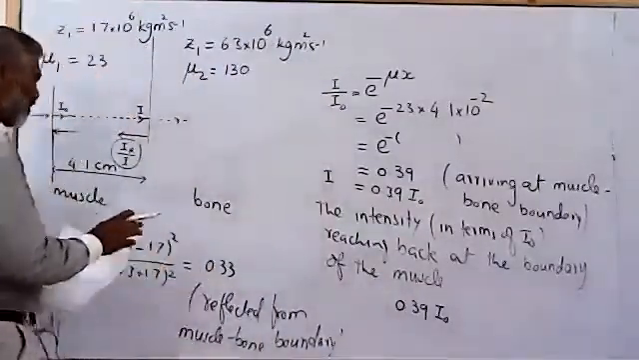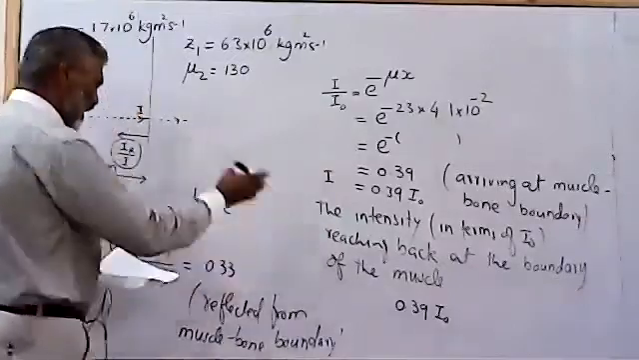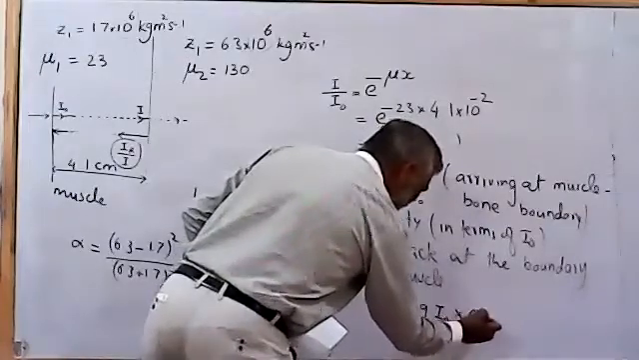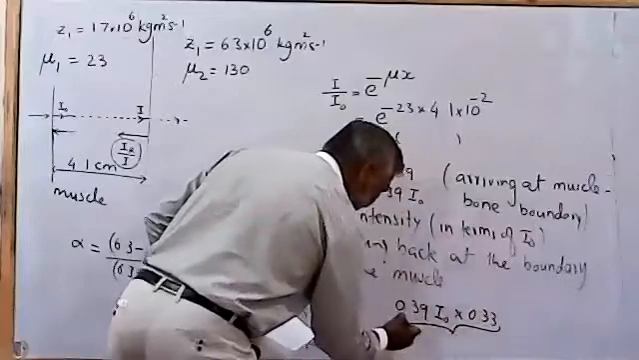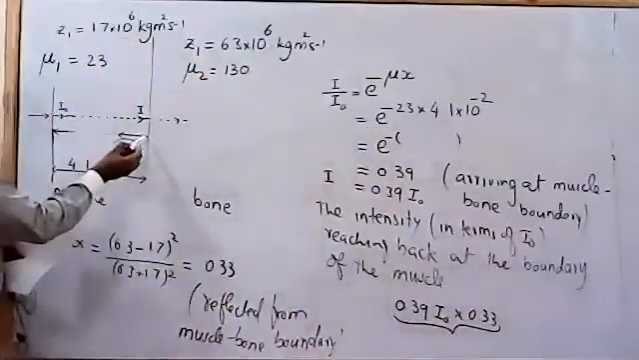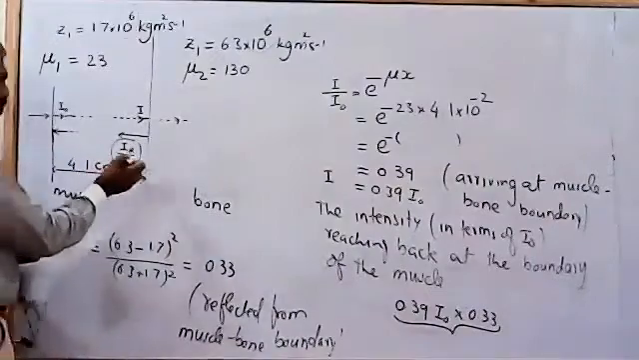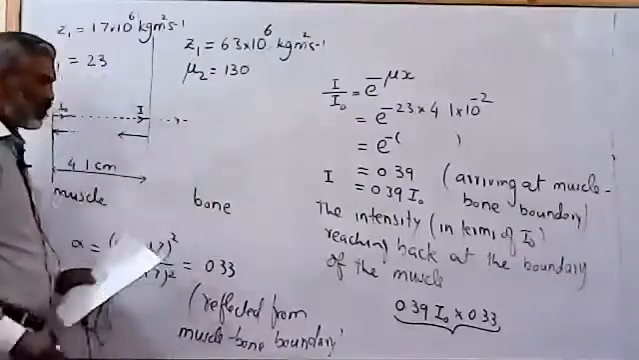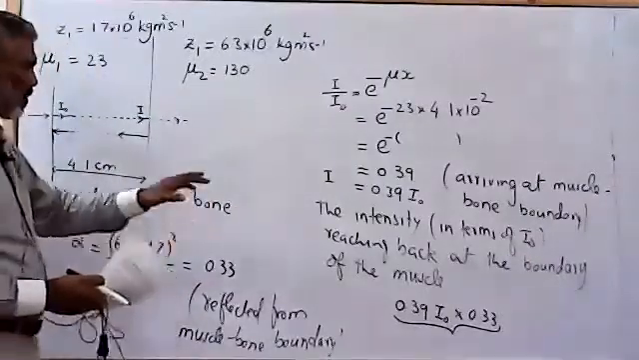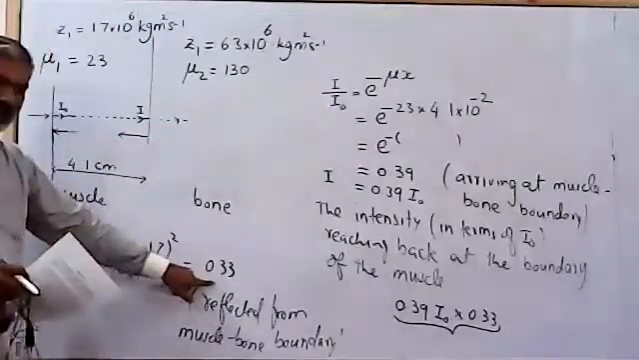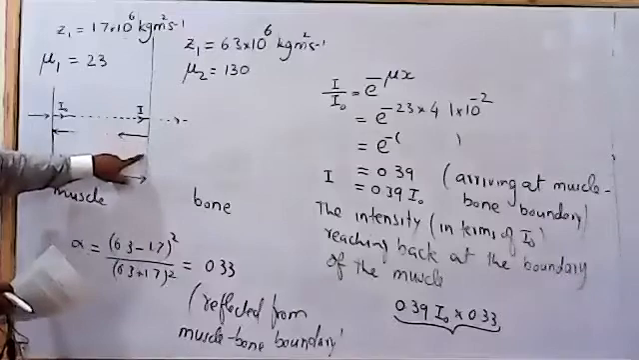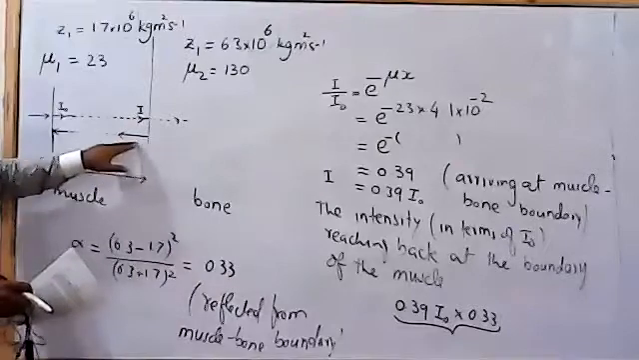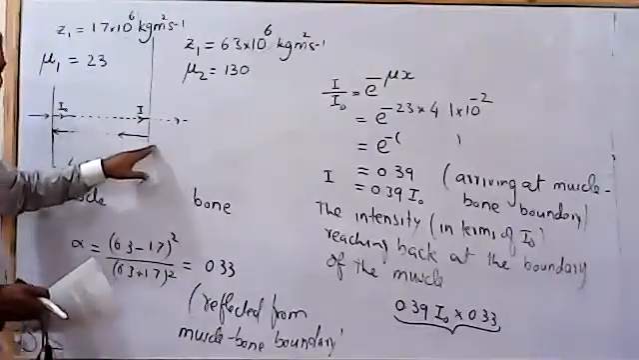But what fraction of it is reflected back? For this, we simply multiply it by 0.33. That means this is the intensity with which we are starting now. So what is reflected from this surface is actually this 0.39 times I naught multiplied by 0.33. So this is the amount of intensity in terms of original intensity I naught that is reflected from this part, muscle bone boundary.